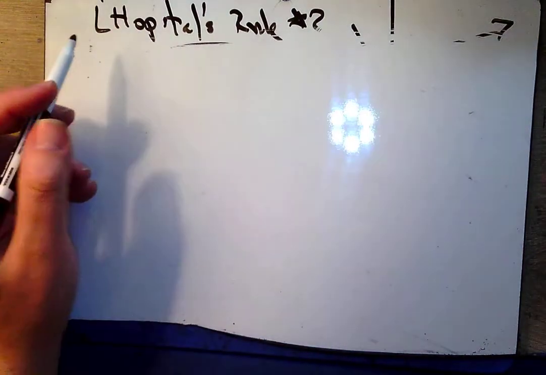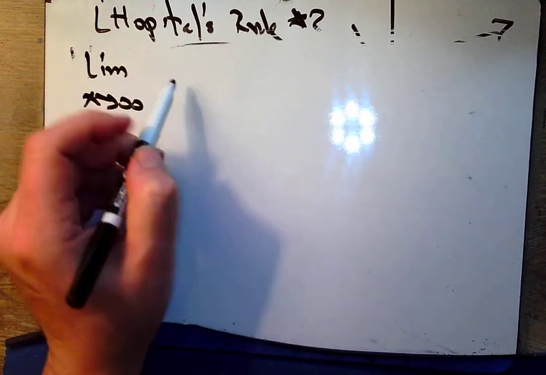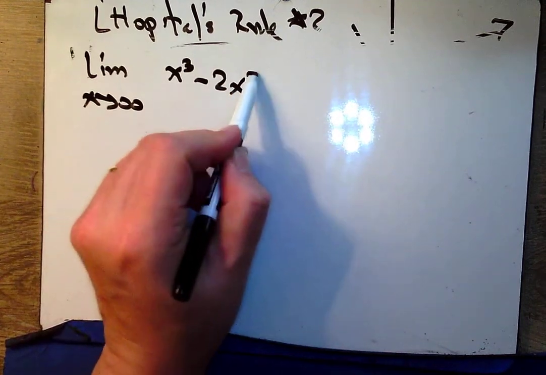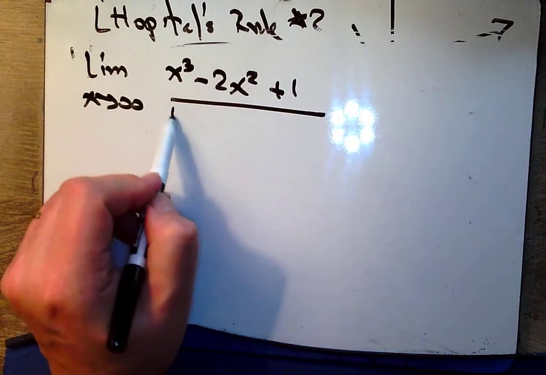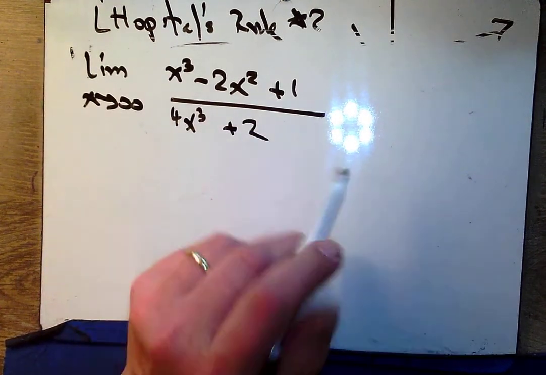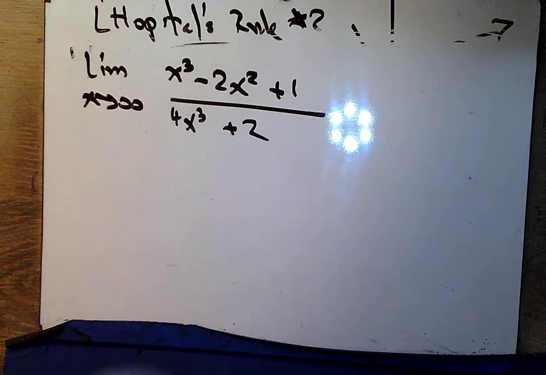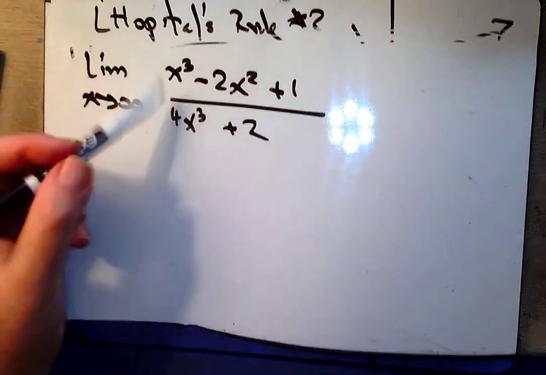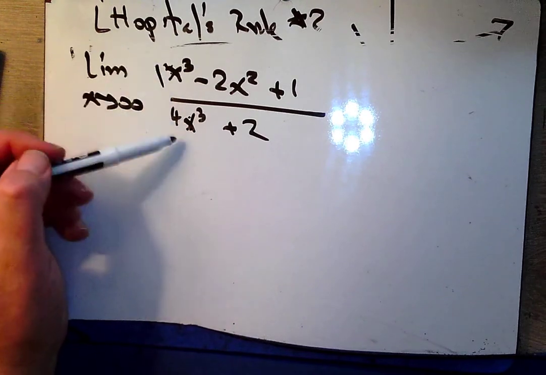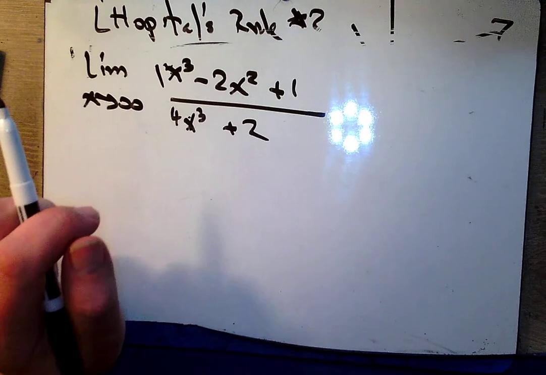What do we do in this situation? The limit as x heads to infinity of x to the third minus 2x squared plus 1 over 4x to the third plus 2. Now we know from pre-cal that when the degrees are the same, we just look at the ratio of leading coefficients. So we know we should come up with 1/4.